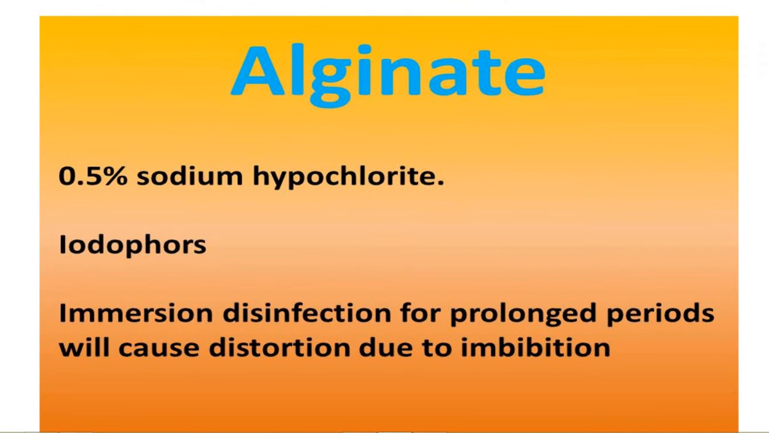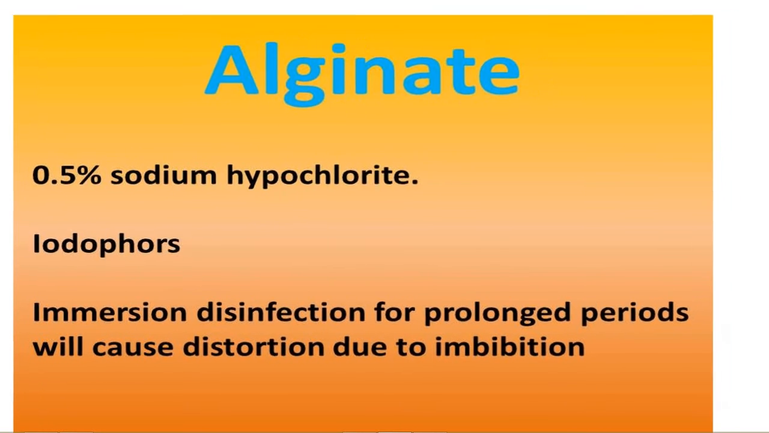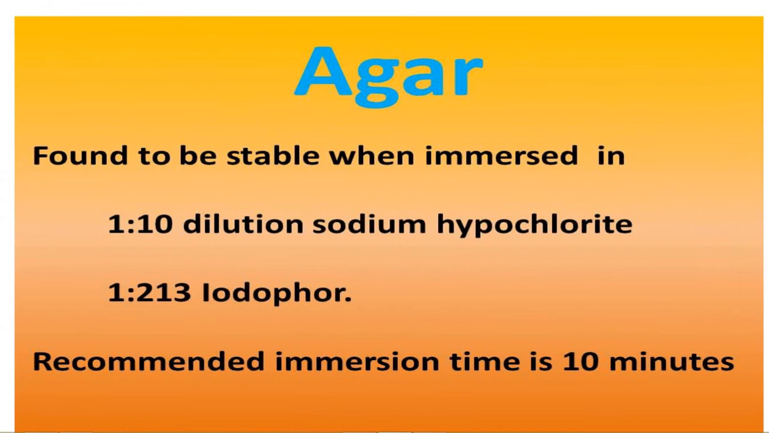So let's discuss which chemical agent can be used for which impression material. Coming on to alginate impression material. Alginate impression material is an irreversible hydrocolloid and can be disinfected with 0.5% sodium hypochlorite. Iodophor immersion of the impression for prolonged periods will cause distortion due to the imbibition of the solution by the alginate. Coming on to agar, that is a reversible hydrocolloid, which is found to be stable when immersed in 1:10 dilution of sodium hypochlorite or iodophor solution, and recommended immersion time is 10 minutes.